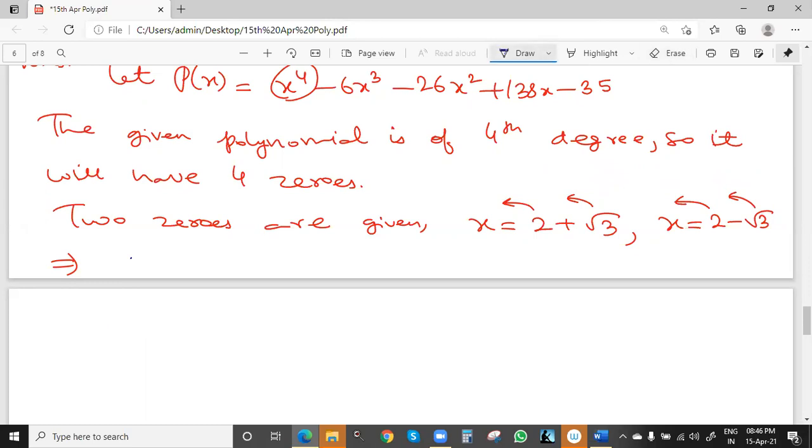See, so this will be x minus 2, and this root 3 will also come on the left side. This will be equal to 0, and you can put a comma. For the second one, x minus 2 plus root 3 equal to 0.